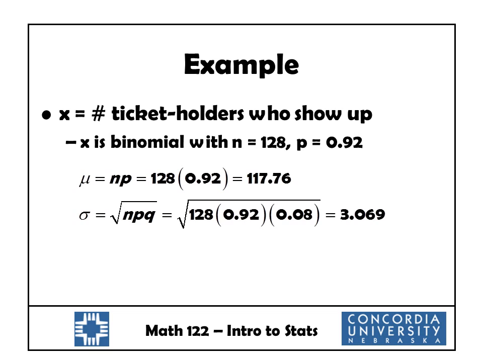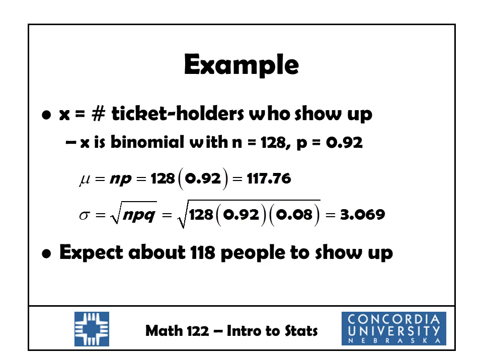And so back in chapter 5 we talked about how to calculate the mean and standard deviation of a binomial distribution. So the mean mu was n times p, which in this case comes out to be about 117.76, and then sigma, the square root of npq, comes out to be 3.096. Okay. Now remember, in the binomial distribution, the mean mu had a special meaning. It was the expected number of successes out of those n trials. So in this case, a success is a person showing up. So we would expect about 118 people to show up.